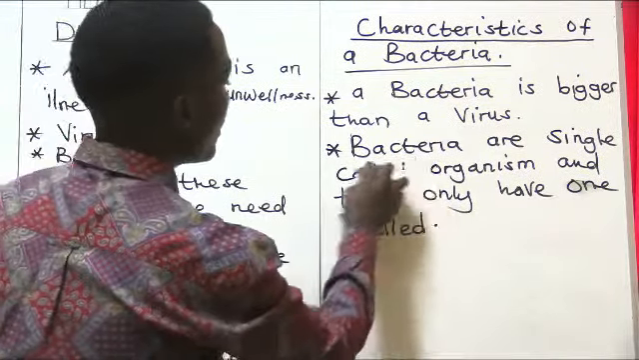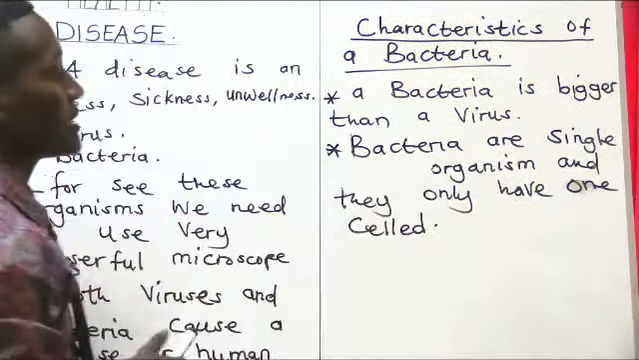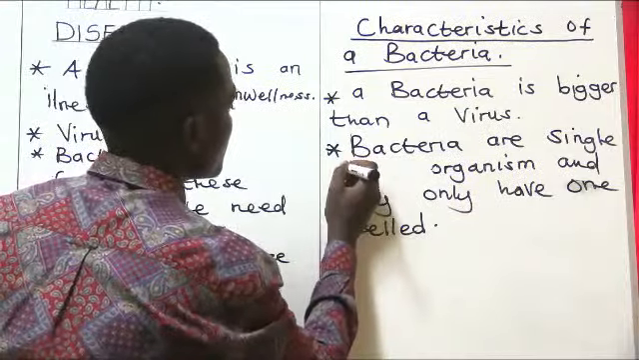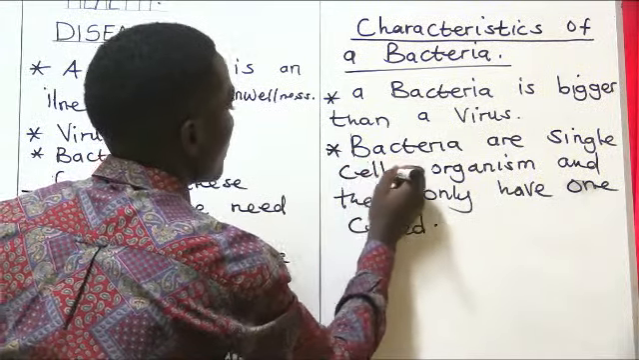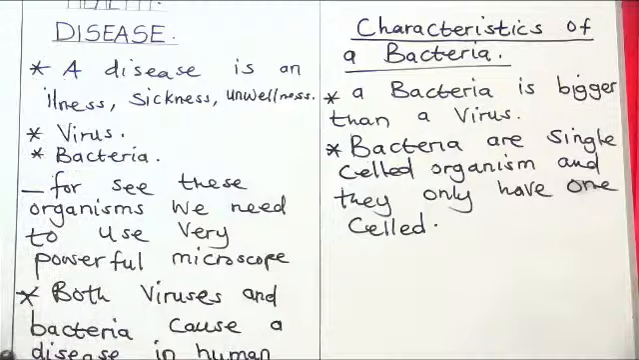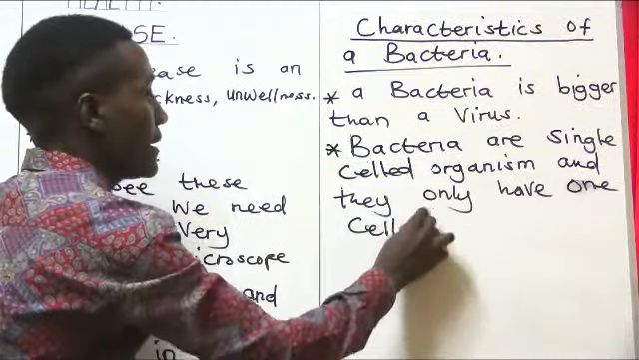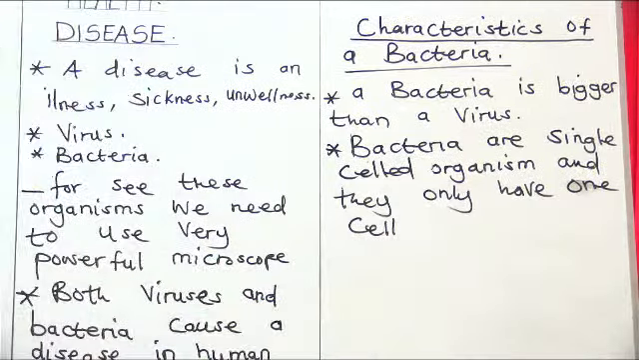A single celled organism, and they only have one cell. Okay, sorry for a simple mistake. So we say the bacteria are single celled organisms and they only have one cell. Okay, why have I said they only have one cell?